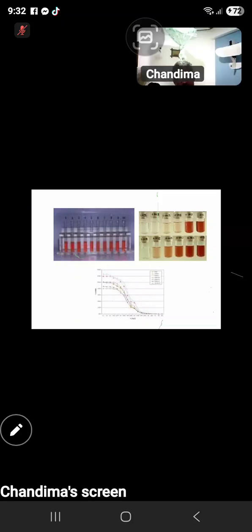Rather than using EDTA, what about heparinized blood or defibrinated blood? Heparinized blood is better than defibrinated. Right. Thank you.